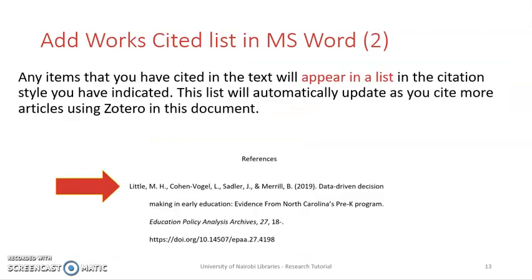Any items that I've cited in the text are going to appear in a list in the citation style that I've chosen. This list automatically updates, as I mentioned, as you add more citations to your text.